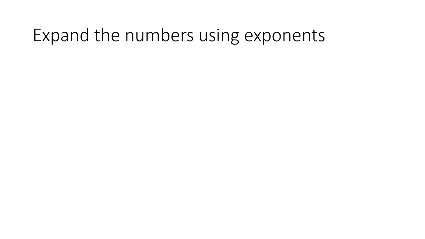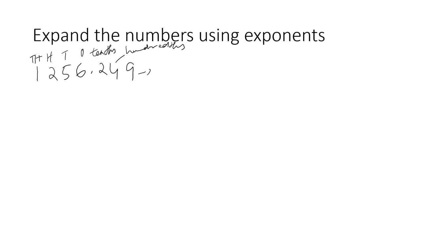Now we are going to see how to expand the numbers using exponents. So let us start with 1256.249. So first of all, we can write the place value: ones, tens, hundreds, thousands, and this is tenths. Then 4 is in the hundredths place and 9 in the thousandths place.